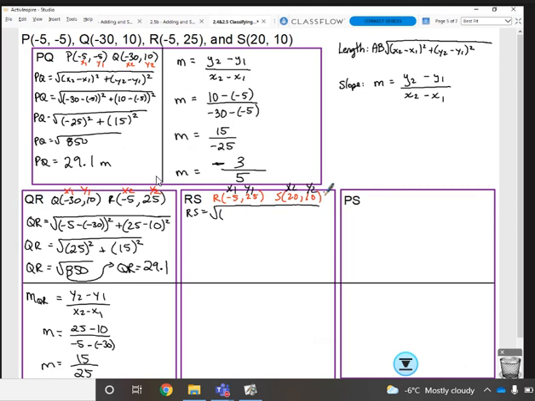20 minus negative 5, squared, plus 10 minus 25, squared. Oh yeah. 25 squared plus 15 squared. Root 850, about 29.1 meters.